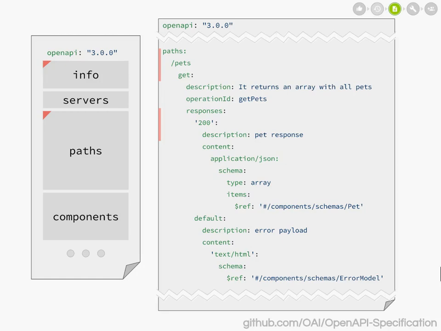Then another mandatory element for the paths is the response. You have to have at least one response for every method. For example, the typical thing, the default one, is 200. In this case, you can also specify the contents of the result of that resource. This get pets resource will return an array of elements of type pets.